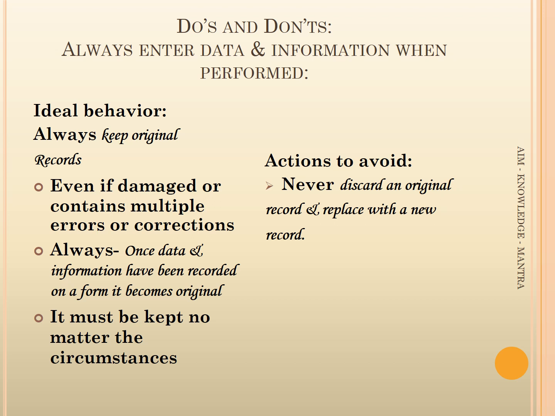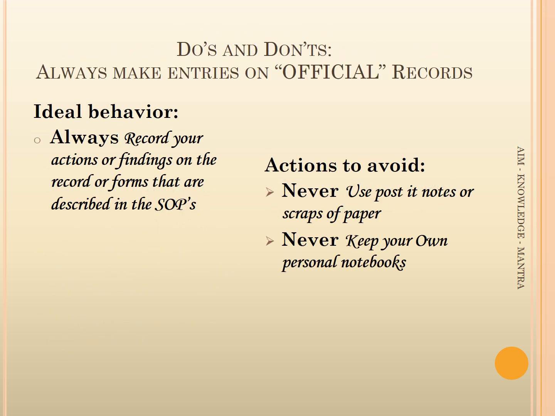Once data and information have been recorded on a form, it becomes original. It must be kept no matter the circumstances. Actions to avoid: never discard an original record and replace it with a new record. Always make entries on official records. Ideal behavior: always record your actions or findings on the records or forms that are described in the SOPs. Actions to avoid: never use post-it notes or scraps of paper. Never keep your own personal notebooks.